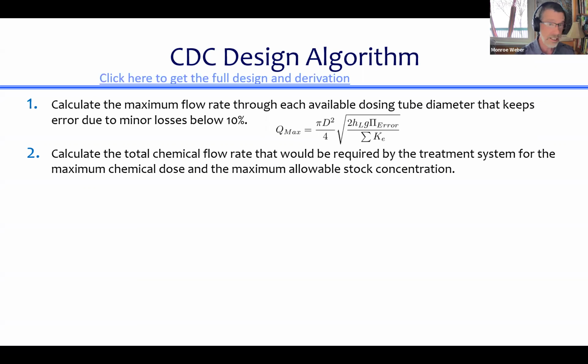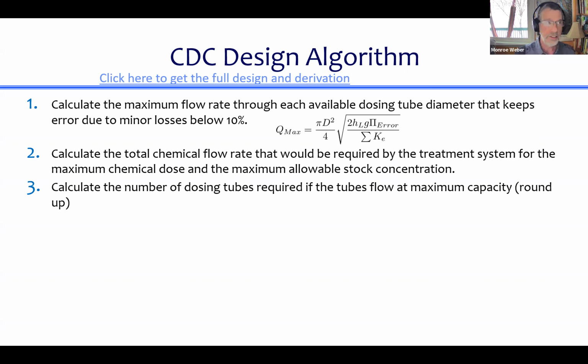You need to know for your system, what's the chemical flow rate that you actually need? So given a plant flow rate, a coagulant dose, a chlorine dose, the stock concentration that you're going to be using for both of those chemicals, how much chlorine and how much coagulant do you actually need to provide? And then you have the maximum flow. So now you take that maximum flow. This is the maximum flow that you need, and you divide it by the flow that each tube can handle. And you would end up getting the number of dosing tubes.